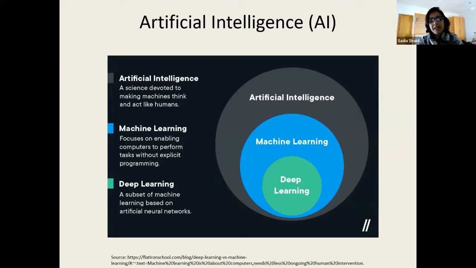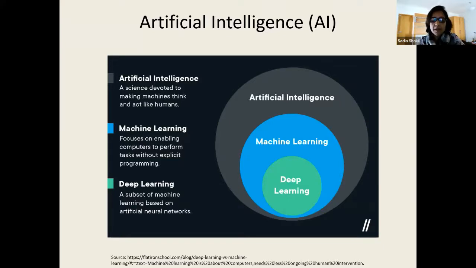And machine learning, which we already mostly talk about, is about making the machine learn how to act like the human, without explicit intervention from us. Machine learning is a subset of AI, and deep learning is another subset of machine learning, which uses a specific type of machine learning algorithms called artificial neural networks.